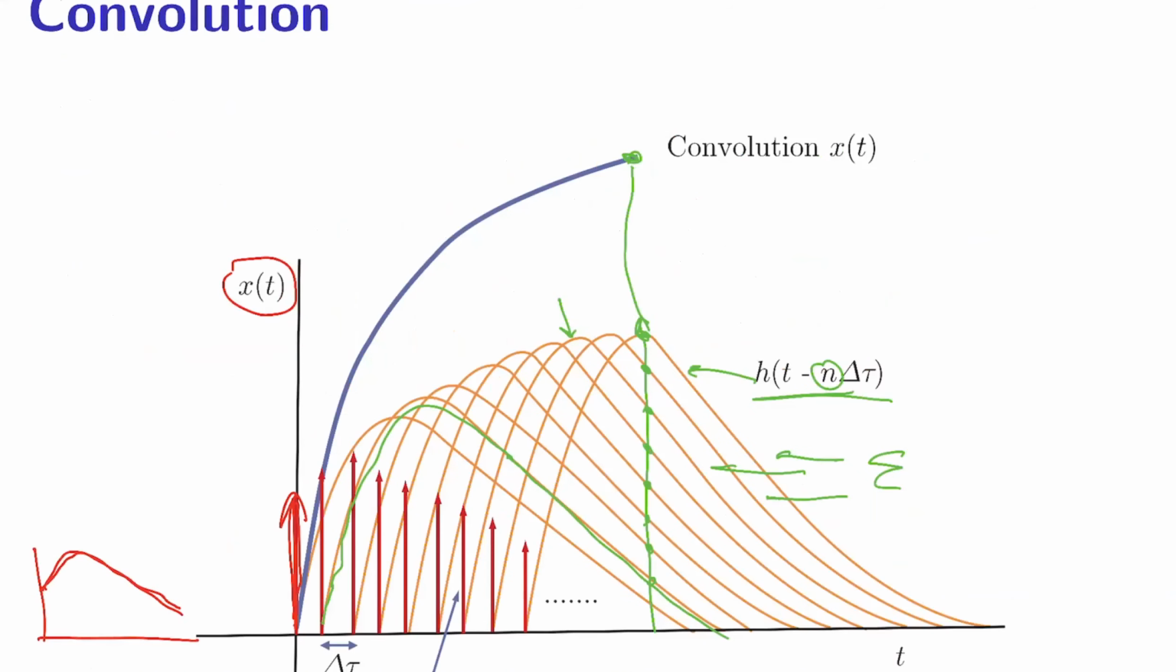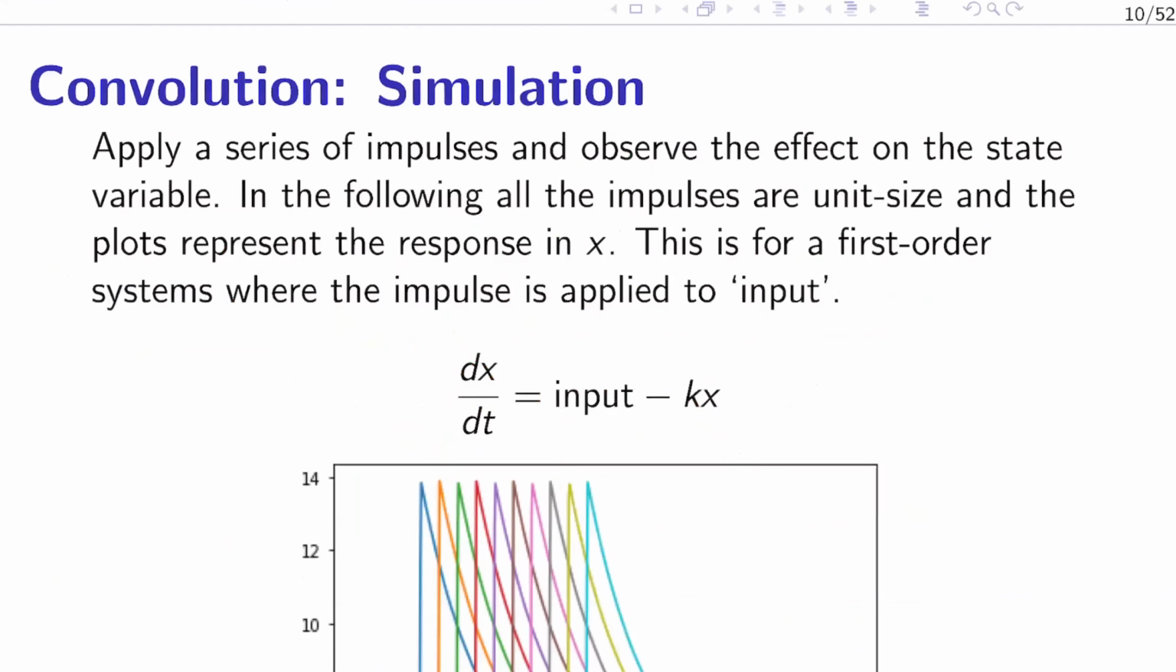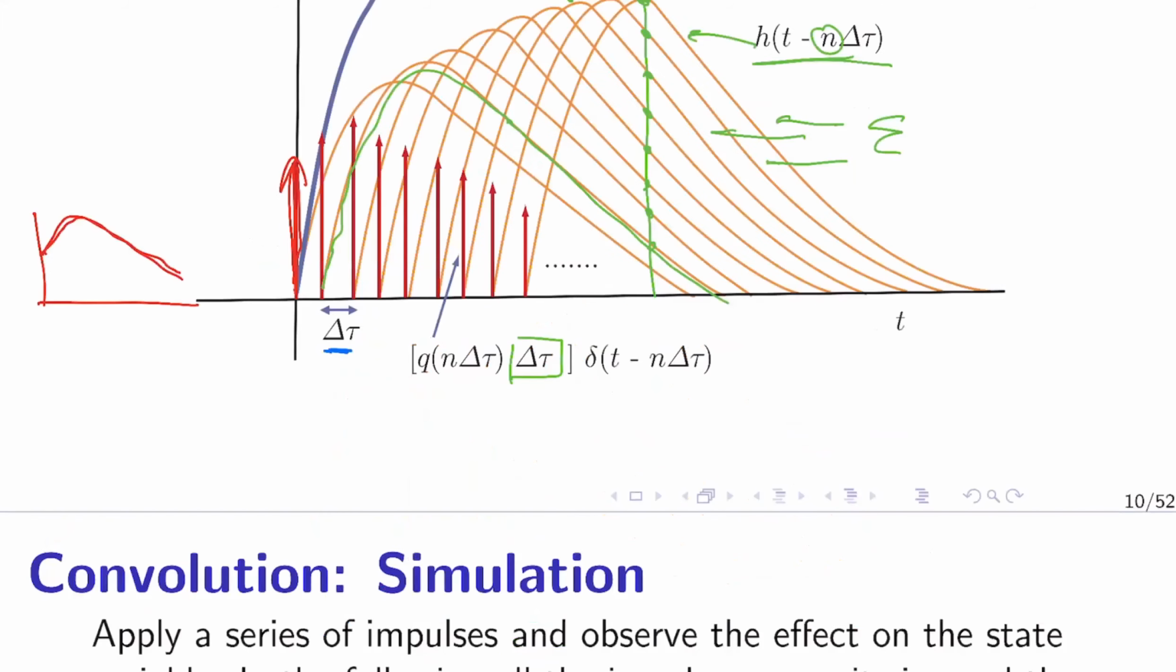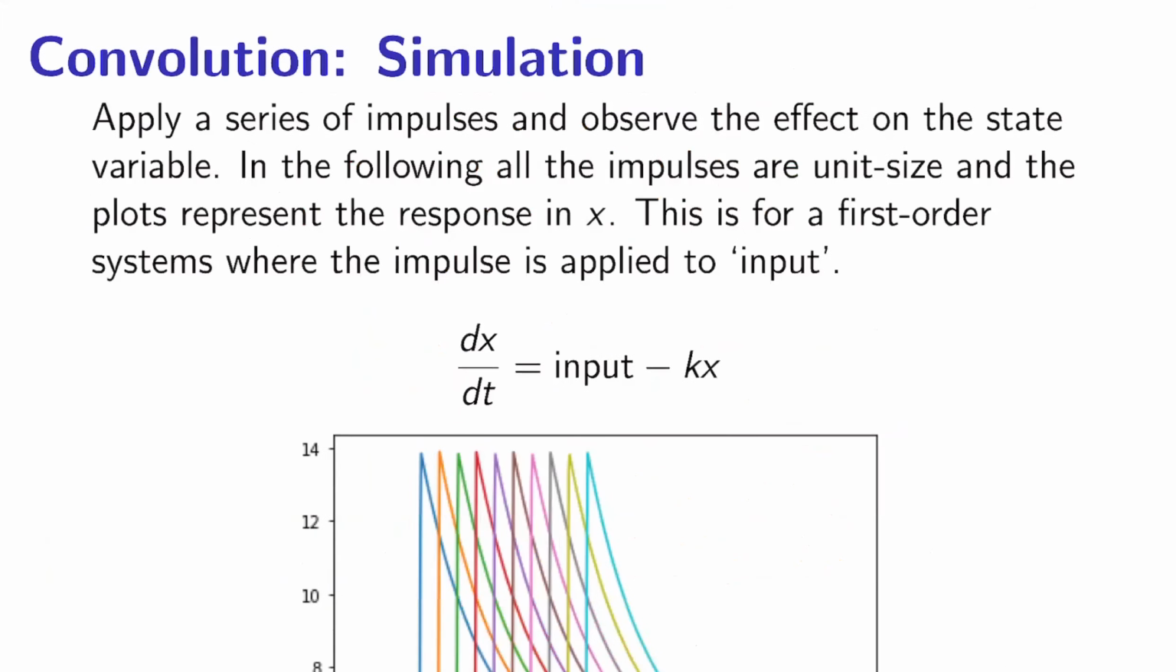So I can actually do a simulation. At least approximately, I can apply a series of impulses and measure the orange lines, then add them all up and see if I actually get the response x of t. Let's try it on this little simple system we've seen before. We're going to apply a series of impulses to the input.